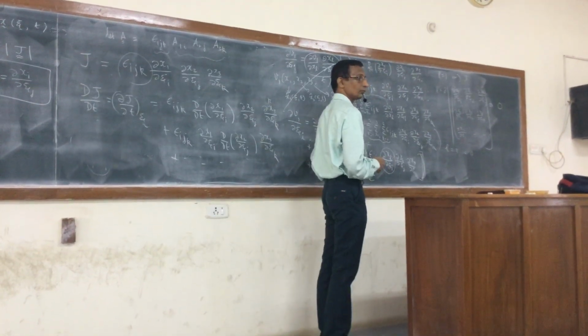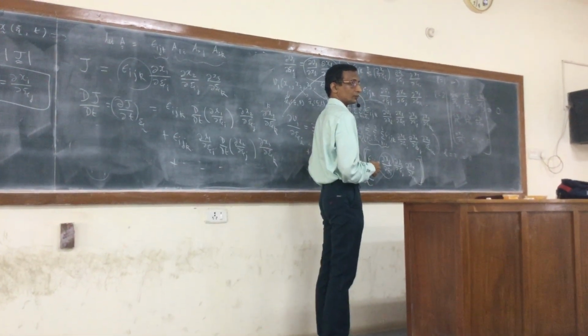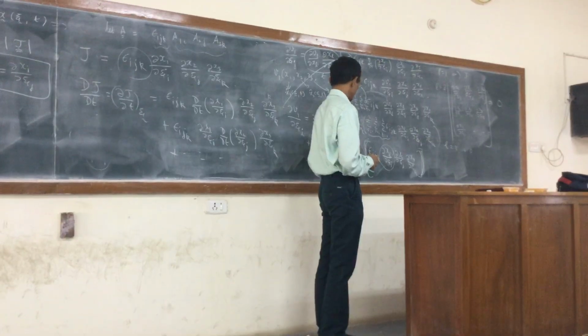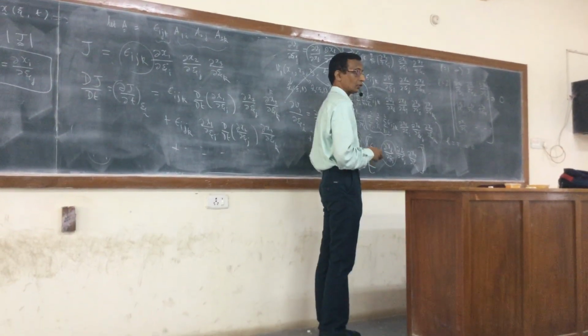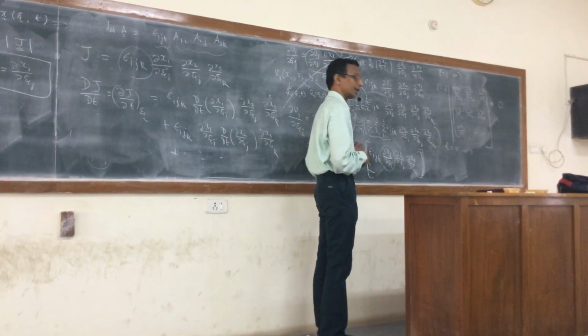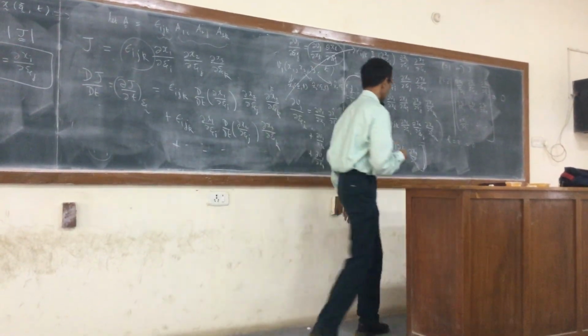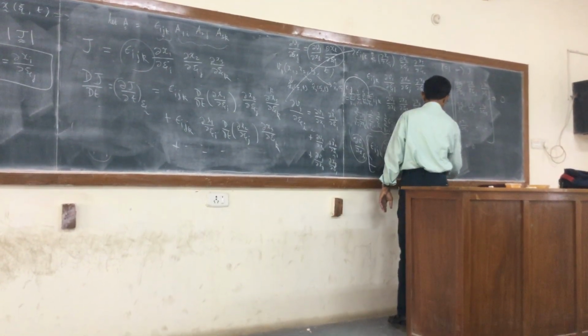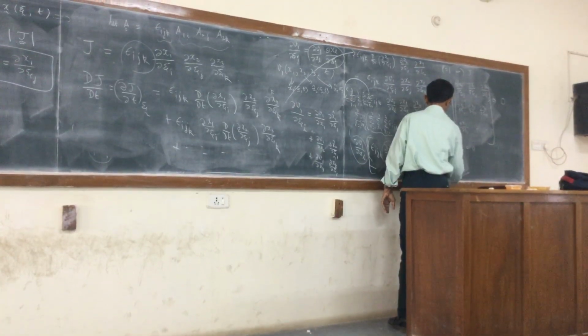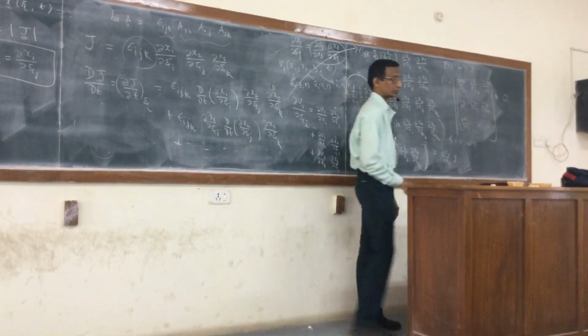So now, what would this be? For L equal to 2 and L equal to 3, this term will be there, but it will be multiplied by 0. So finally what I am getting is dv1 by dx1 times J.